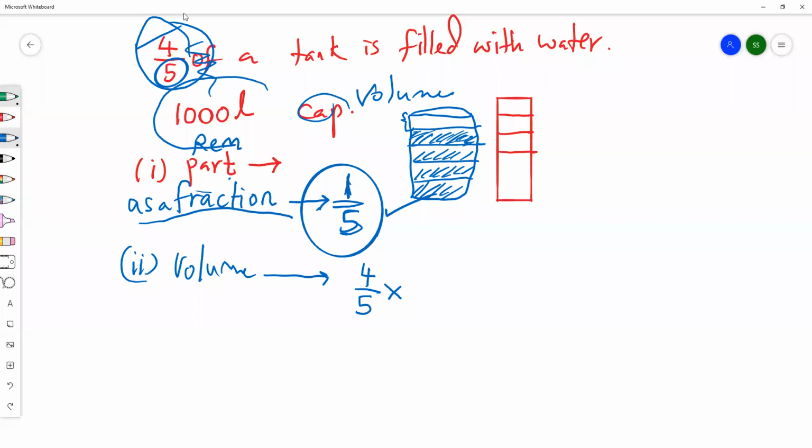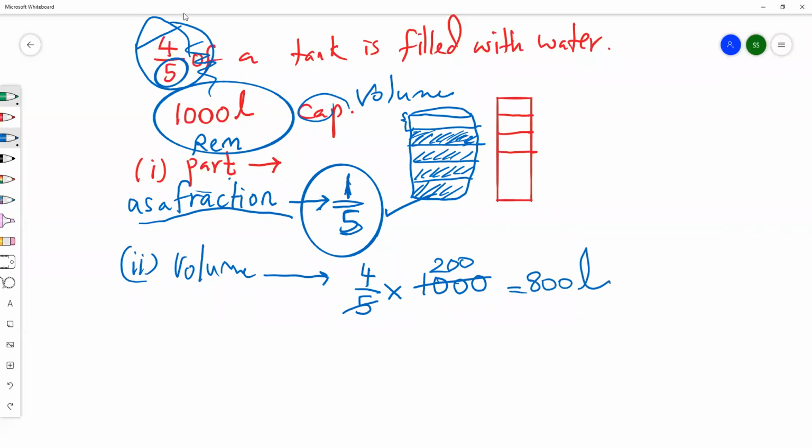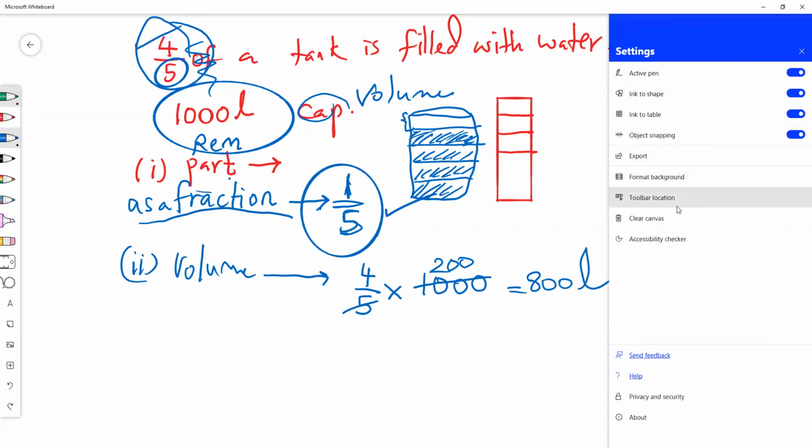Total capacity of the tank is 1000 liters. What is the volume of the water? Is the tank completely filled? No. 200 into 4 is 800 liters. Okay. As you are asking me to re-explain this, I'm going to explain. Listen carefully.